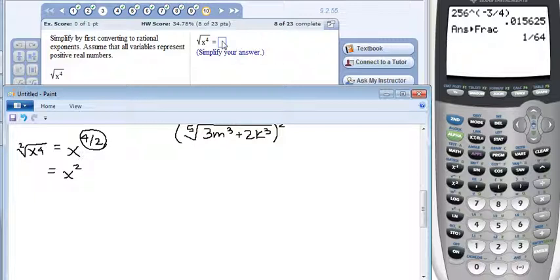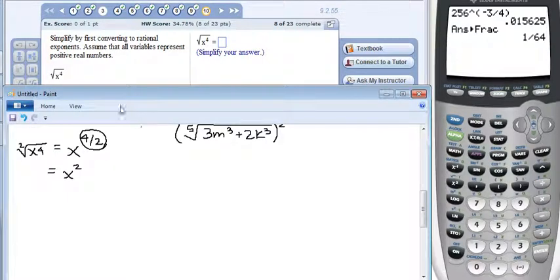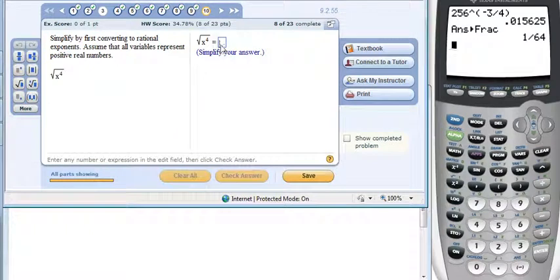So the answer should be the square root of, what is it? No, not the square root, it's just x squared. X squared. Fantastic. Okay.